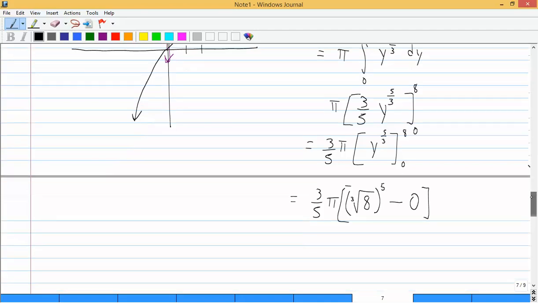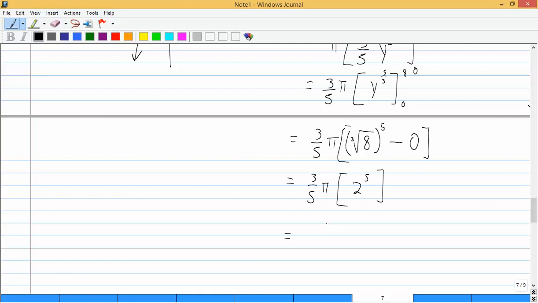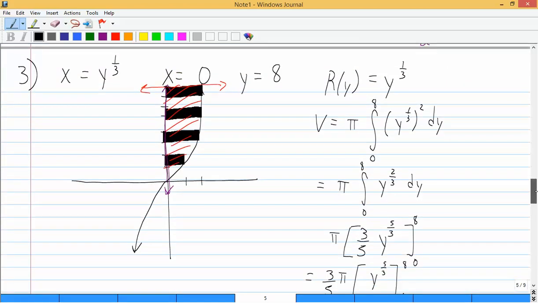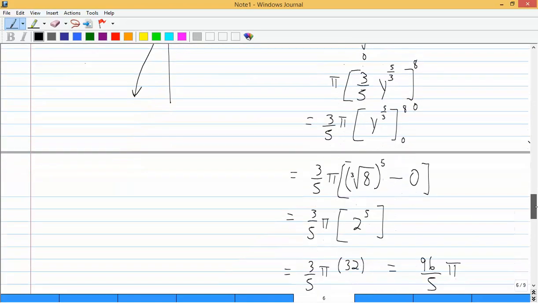All right, so let's see what we get. We get 3/5 pi times 2 to the 5th power. What's 2 to the 5th power? 32. So 3 times 32 is 96. So this is 96 over 5 times pi, cubic units. That's the volume of the solid that would be formed if we revolve that region about the y-axis.